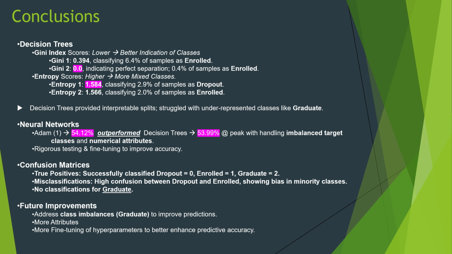In conclusion, while both decision trees and neural networks provided valuable insights, each has its own strengths and weaknesses. Decision trees excel in interpretability, but struggle with imbalances, while neural networks offer adaptability, but need more optimization for minority classes. So to address these issues, future work could include the possibility of balancing the data set more, particularly for the graduate class, adding more predictive attributes to enrich the data set, or possibly fine-tuning hyperparameters to enhance overall performance and class performance.